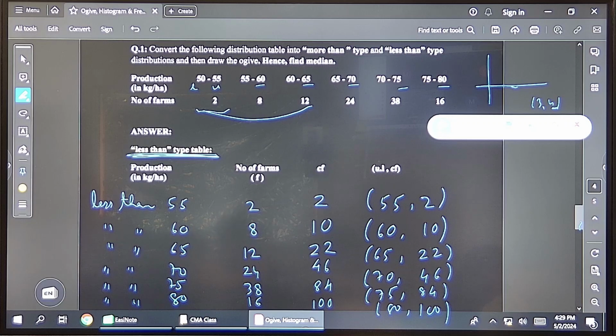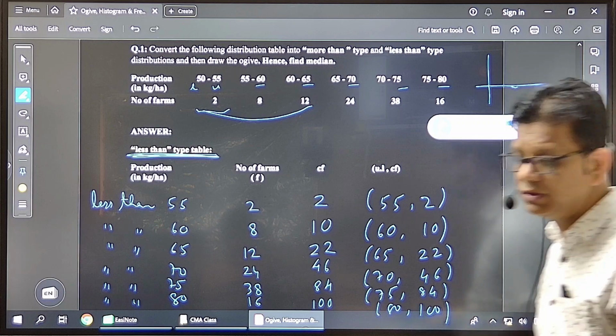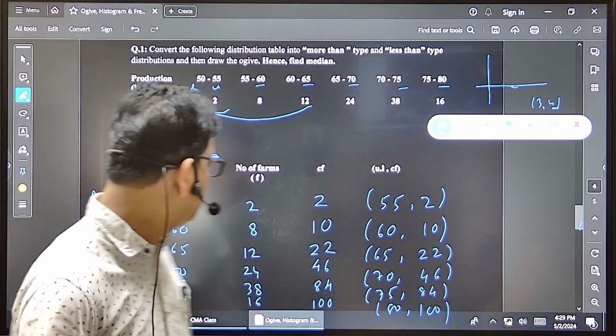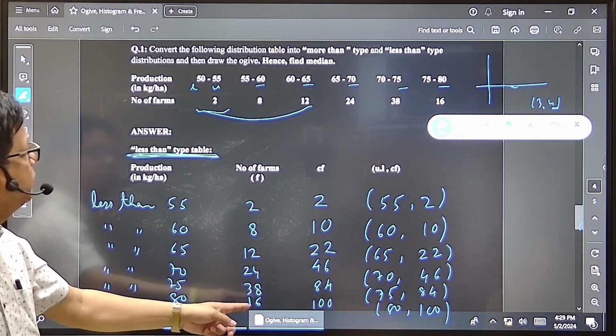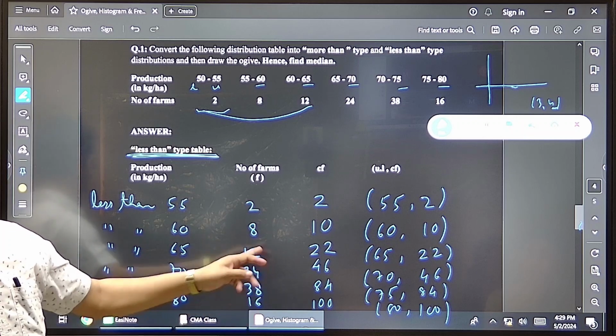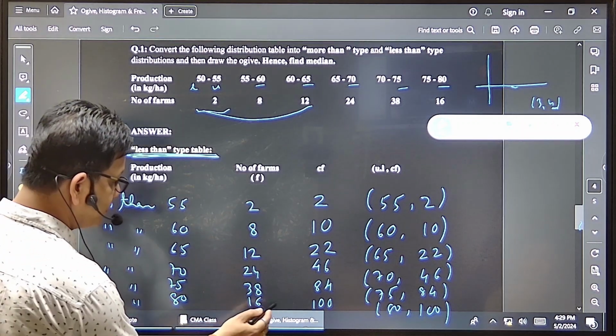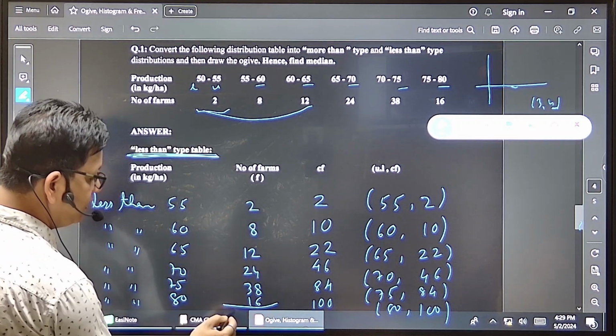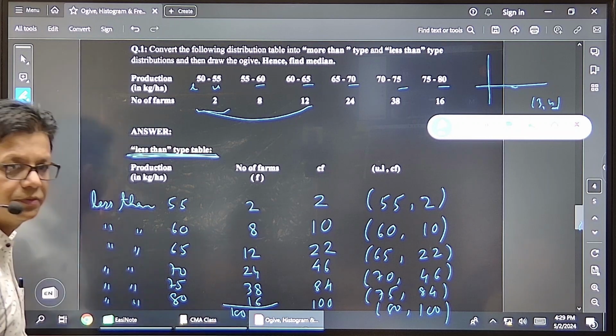Done. All right. So this is the less than table. Now, you see one observation here, and that works. Even your MCQ paper question comes this way also. This 100 is actually which number? The total of frequencies. So if you add this, you can see. If you add this, it will also come 100.